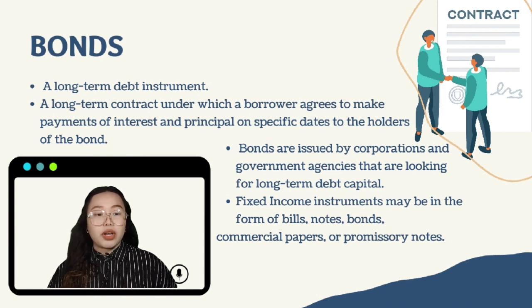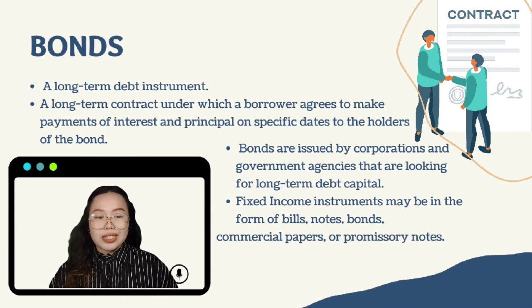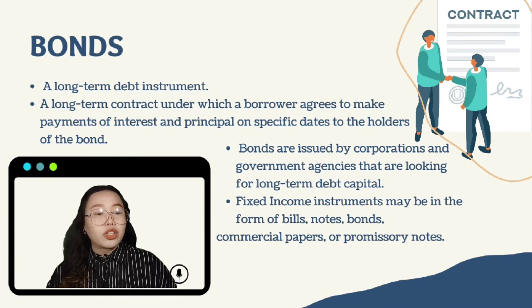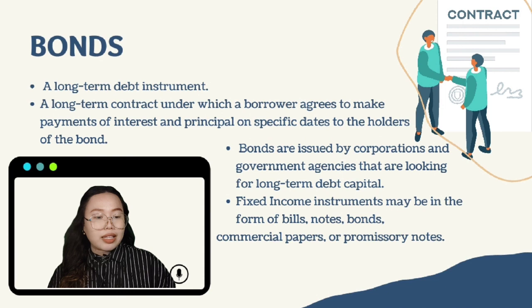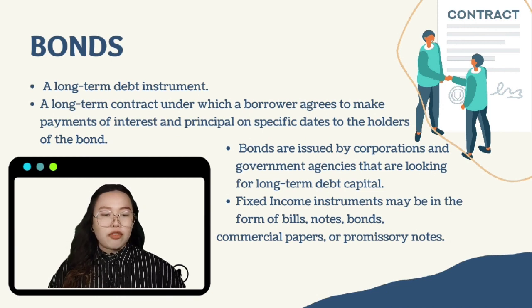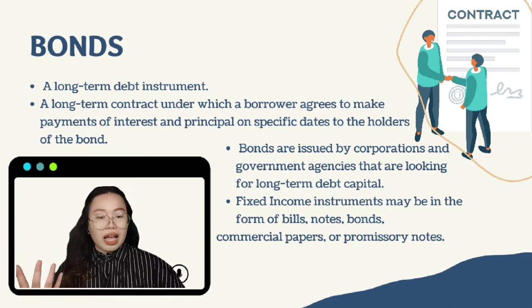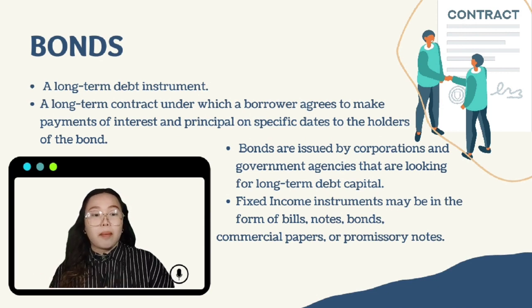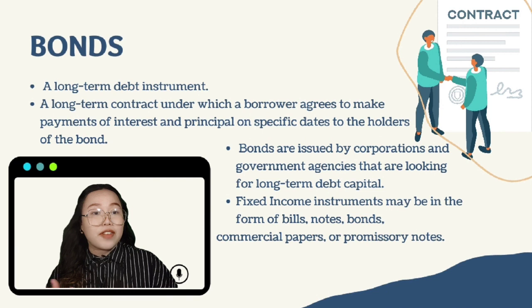Bonds are issued by corporations and government agencies that are looking for long-term debt capital. It is a fixed income instrument, maybe in the form of bills, notes, bonds, commercial papers, or promissory notes. So basically, if we're going to analyze the meaning of the bond, it is simply a loan given to a company or government by an investor.